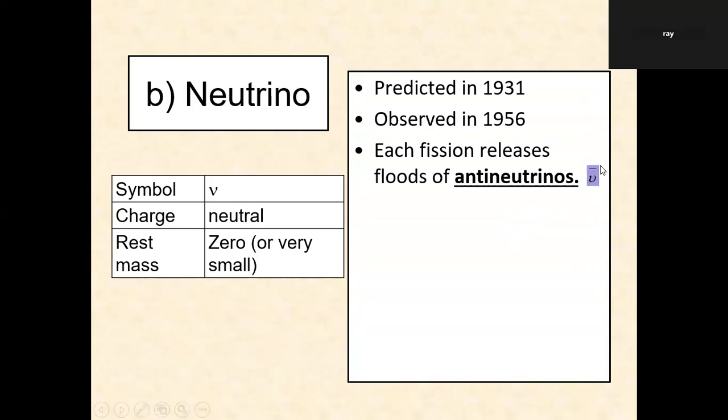That's the symbol for antineutrino. They interact only weakly with matter. That's the problem, because they interact weakly with matter, we cannot use them to detect anything. Is it a V or a U? This one is like a V, it's a Greek alphabet letter.